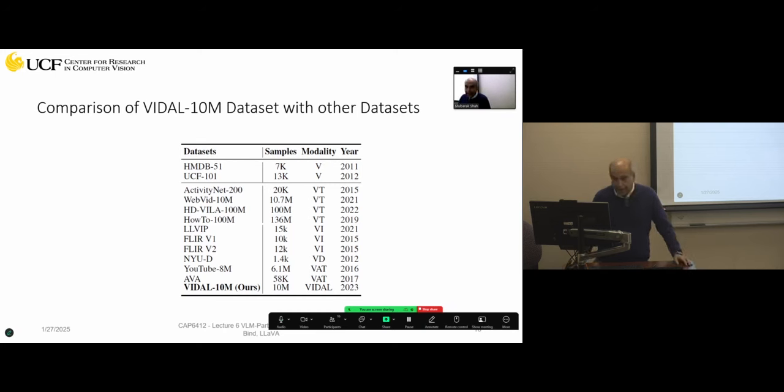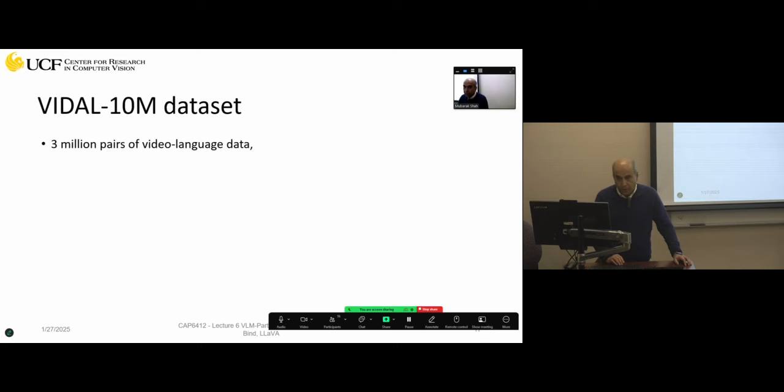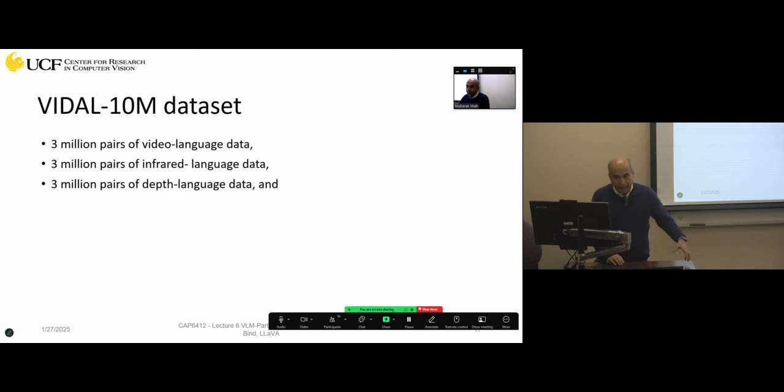Okay, and in that they have visual, infrared, depth, audio and language and so on. Which is good. So in this 10 million, they have 3 million pairs of video and language data, 3 million pairs of infrared and language data, and then 3 million pairs of depth and language data. Okay, so that makes it 10 million. And also the last one, 1 million pairs of audio and language data. So everything is aligned to the language.